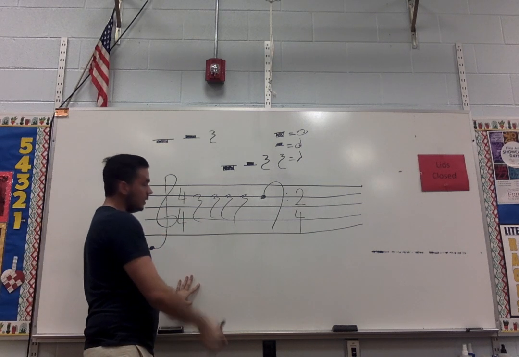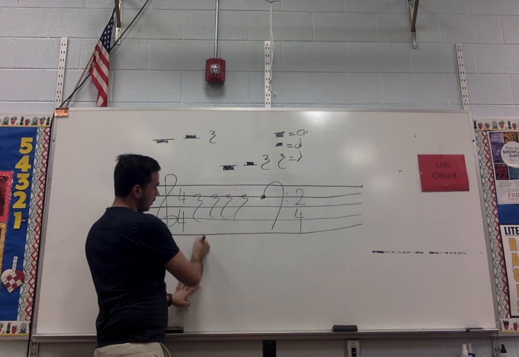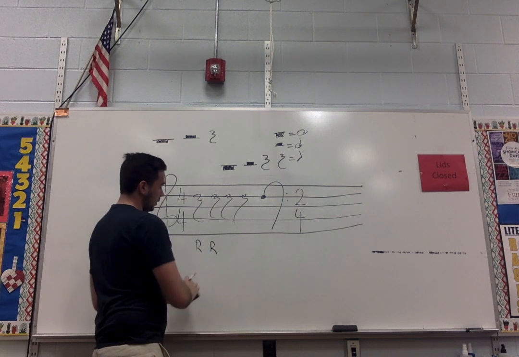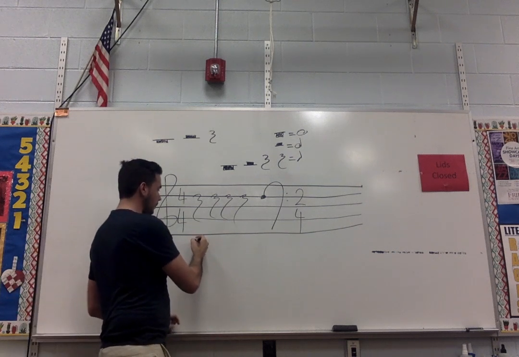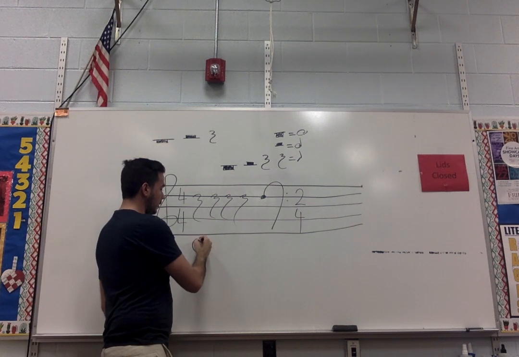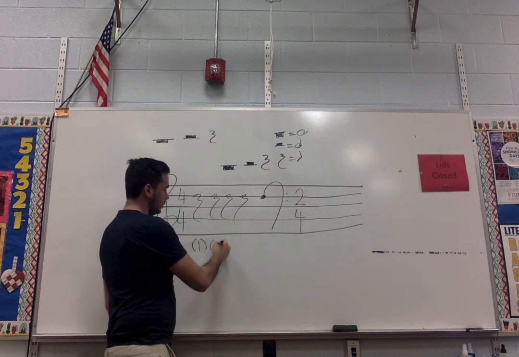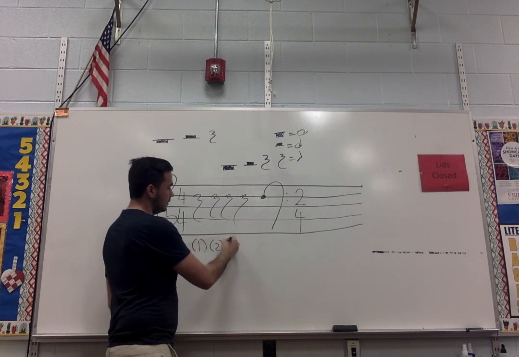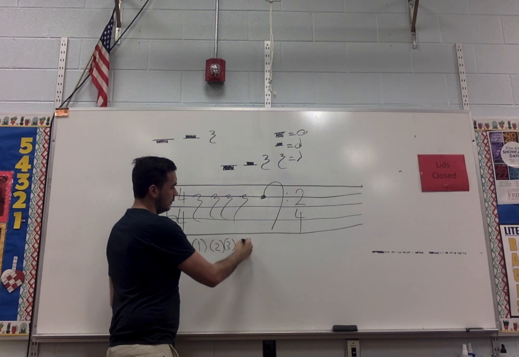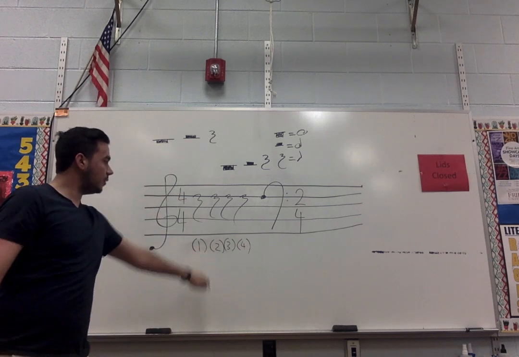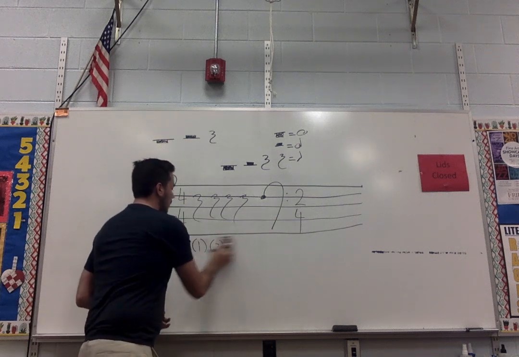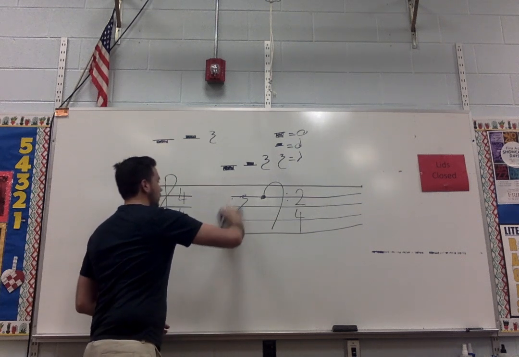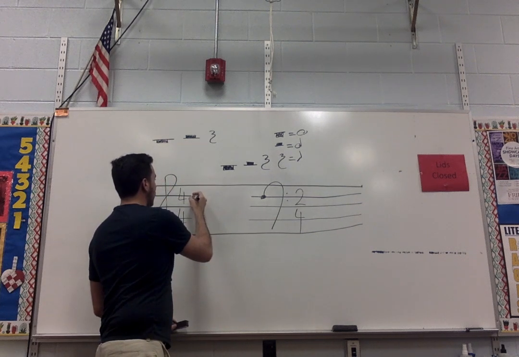And when you write the beats under it, the book has you draw an R to represent rest underneath each beat. I don't want you to do that. I want you to draw the beat number in parentheses. 2. See how they're in parentheses? 3, 4. I want you to draw them in parentheses. So, we're going to use a couple more longer rest values to show how to write those.